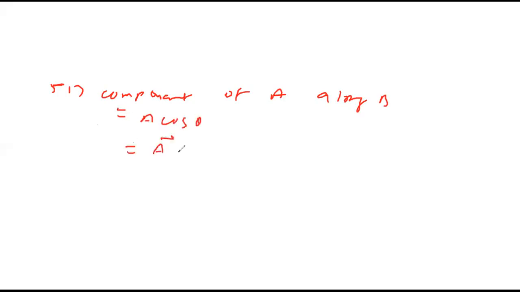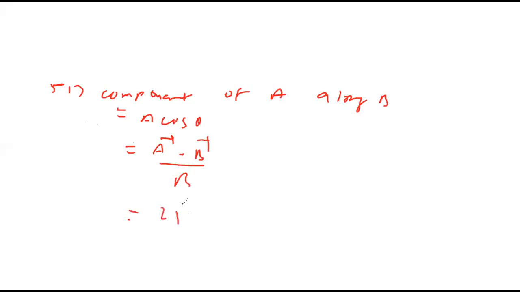Component of A along B is, what is the meaning of component of A along B? A cos theta is called the component of A along B. 51. Component of A along B is nothing but A cos theta, which is A bar dot B bar upon magnitude of B.